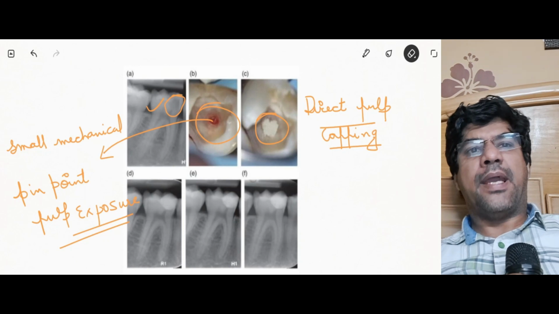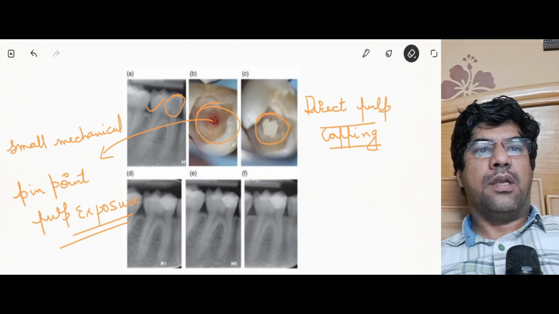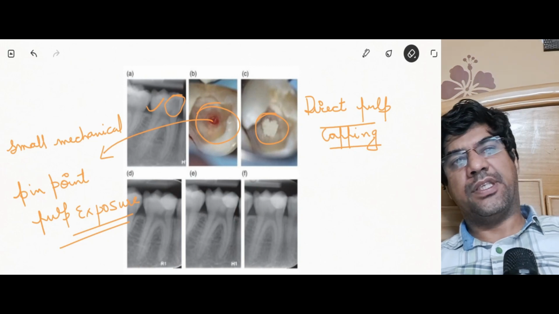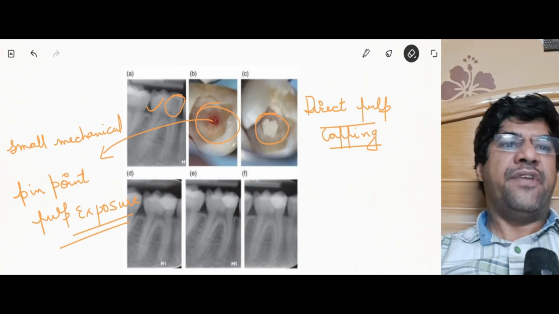So just apply a dycal of calcium hydroxide over the exposed area and give an interim restoration like zinc oxide eugenol for 6 to 8 weeks.